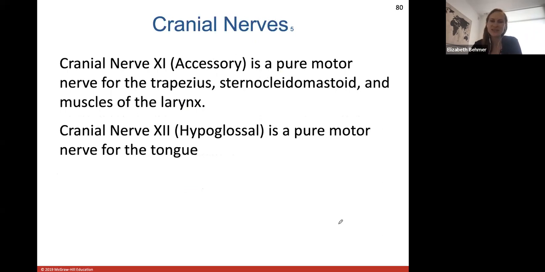Number 11 is your accessory nerve. It is a pure motor nerve for some of the muscles like your trapezius, your sternocleidomastoid, and muscles of the larynx. And then the hypoglossal is a pure motor nerve. Again, we see this glossal root stem of the word, so it will help to motor innervate your tongue.